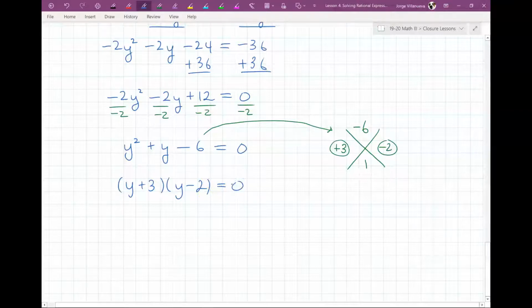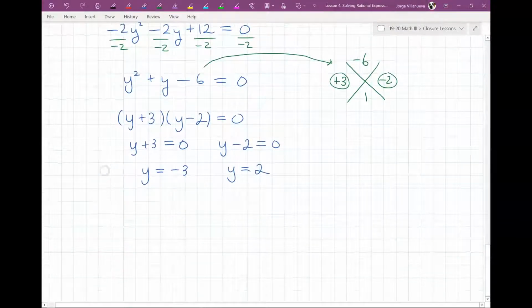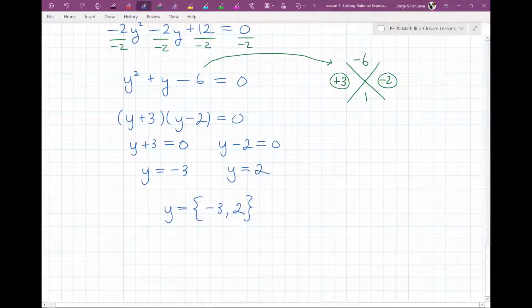Okay, so now you've got to solve each one. Y plus 3 equals 0, y minus 2 equals 0, which means that y is either equal to negative 3 or to 2. So let me write that down properly here. Y is negative 3 and also 2. Okay, so there's my solution for that one.